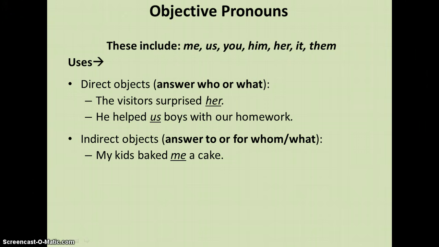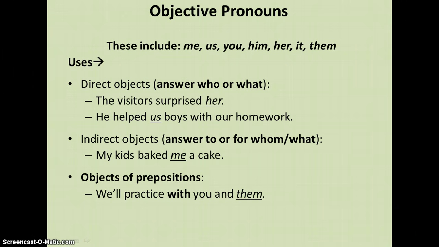There also can be objective pronouns with indirect objects, which answer to or for whom or what. My kids baked me a cake. They baked a cake for me, not they baked a cake for I. You can hear that that doesn't sound correct. Also, objective pronoun with objects of prepositions. We'll practice with you and them. Very few people would think it sounds right to say, I'll practice with they. And so you can hear that that's an objective pronoun.